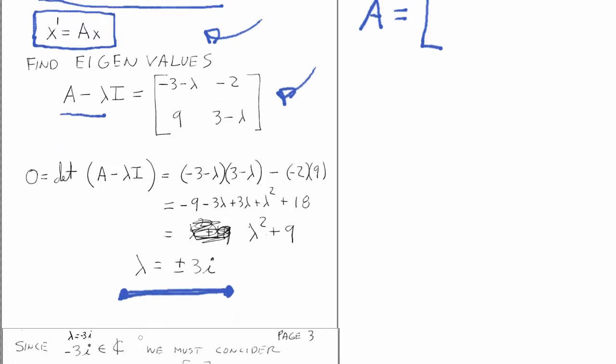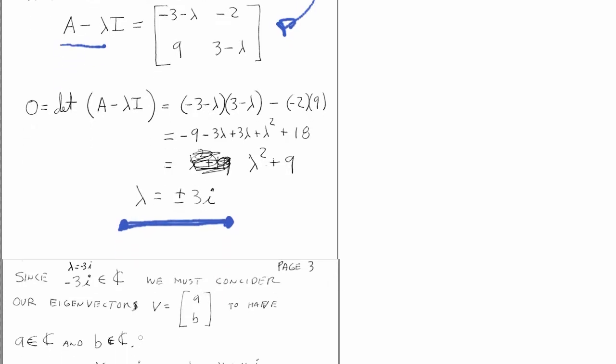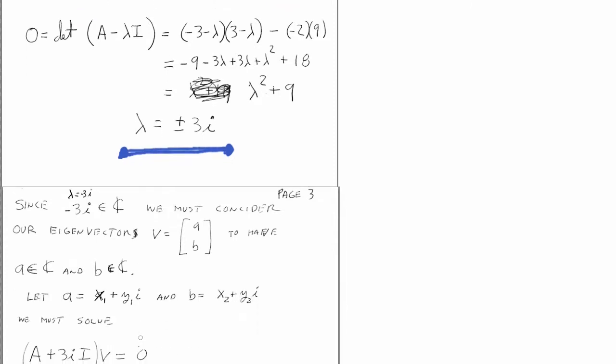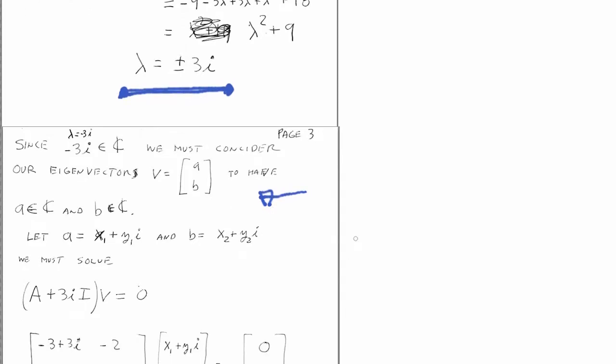So what we do, here's the punchline. Since this is a complex number, we have to actually consider the eigenvector v equal to a over b, to have complex entries for a and b. Okay, so I'll sort of run through that. In other words, you can actually try to solve that without considering this, and it's not very fruitful.